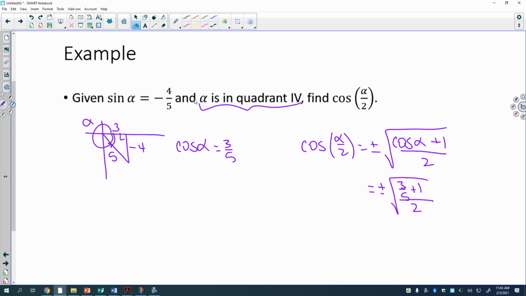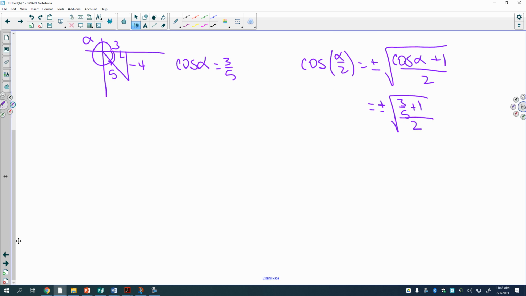Now I'm going to go through and simplify all of this stuff on the inside. 3/5 plus 1 is 8/5. Then I'm going to take half of that, multiplying by the reciprocal at the same time. So I have plus or minus root 4 over 5, which is plus or minus 2 over root 5. In a case like this, I would ask you to rationalize. This one's pretty straightforward, so it's 2 root 5 over 5.